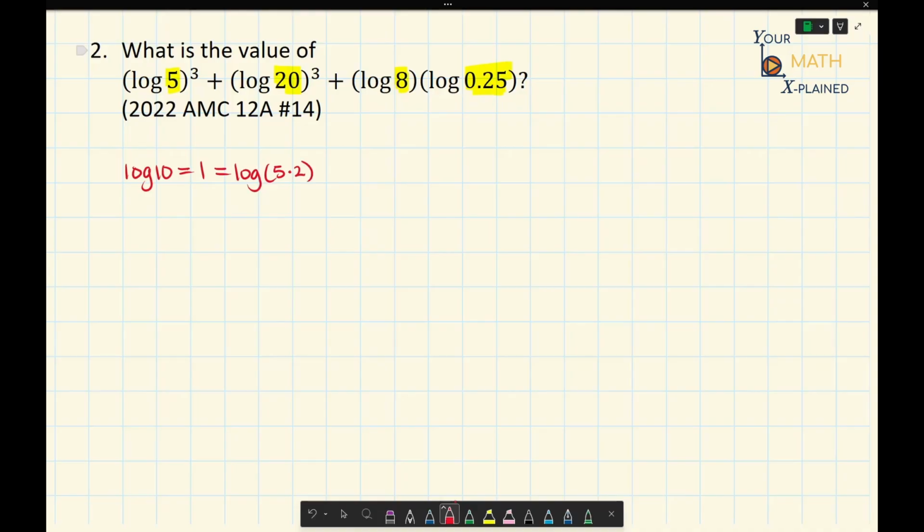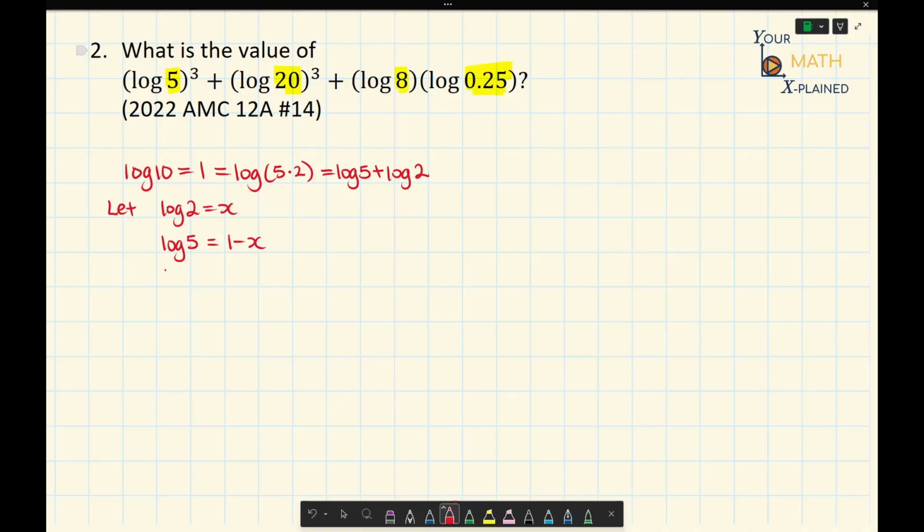And then using our product rule, we know that we can again rewrite this as log 5 plus log 2. So therefore, we now have this equation that log 5 plus log 2 is equal to 1. So let's say we let log 2 be equal to x, then what's going to happen is log 5 is going to be equal to 1 minus x.